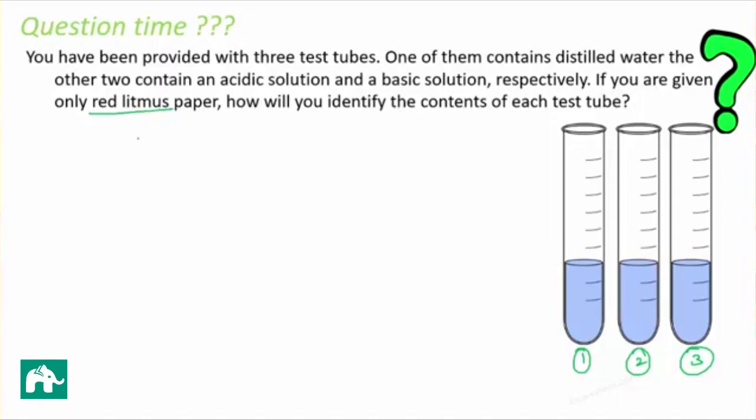So wherever it turns blue, that is base, because if a substance is basic, then the red litmus turns blue. So one thing is clear. Let us suppose that in test tube 1, the red litmus paper turns blue. That means in test tube 1, we have a base. So 1 is sorted. Now what are you going to do?